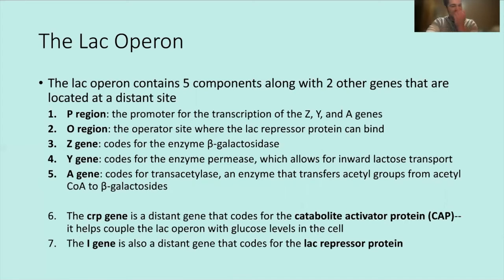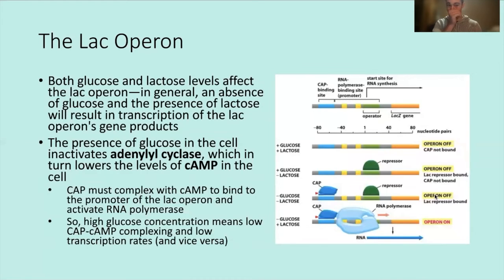So at the most basic level, the Lac operon responds to the presence of lactose, but it also responds to the presence or absence of glucose. And the CAP protein, which we're going to talk about in a little bit, does that. The I gene is also a distant gene that codes for the Lac repressor protein, so we can't forget that. It creates the repressor protein, and then based on a certain condition, which we'll talk about in a minute as well, it will bind to the O region or not bind to the O region. So both glucose and lactose levels affect the Lac operon.